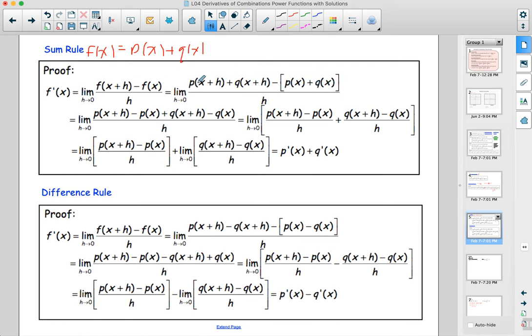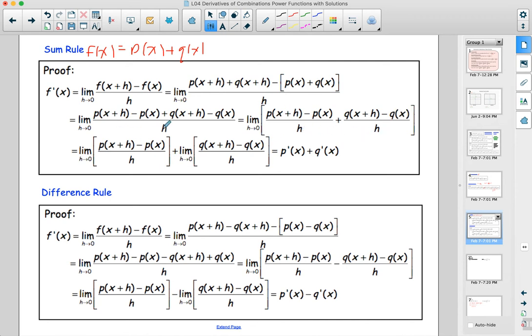If we distribute, we can match them this way. We can match p at x plus h minus p at x together, and I can group q at x plus h minus q at x when I distribute together. Now, we talked about the limit of a sum being equal to the sum of the limits. So I can break these apart this way. First of all, if I'm going to break them up this way, I can break up this quotient this way to be p at x plus h minus p at x all over h, plus q at x plus h minus q at x all over h.